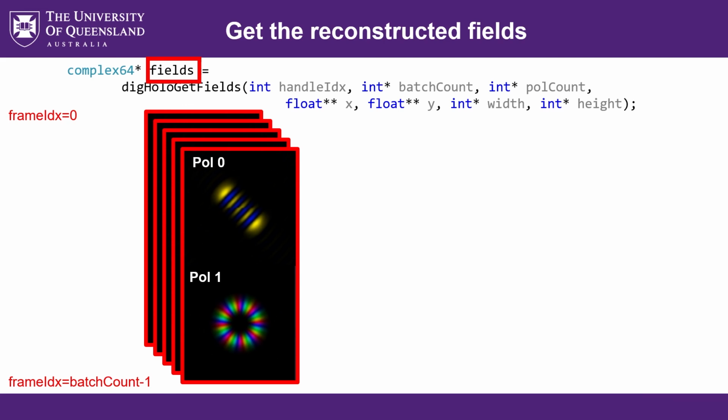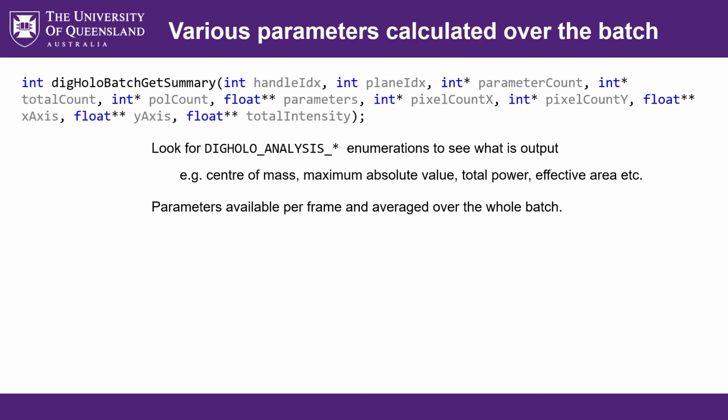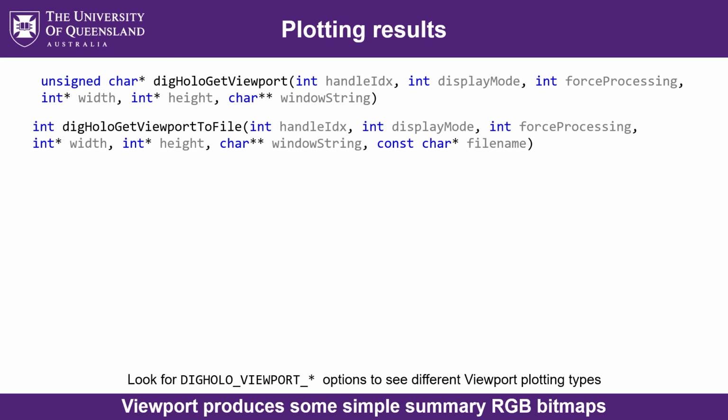If you're interested, you can also request some calculated values for your processed batch, things like the total power, the center of mass, the maximum value, the effective area, etc. You can request that on a per frame basis, or it's also available as the sum or average over the whole batch.